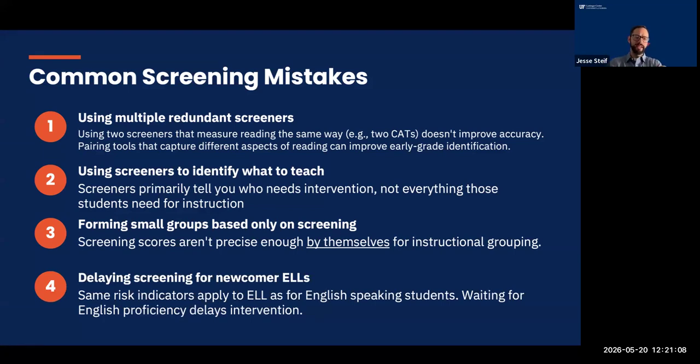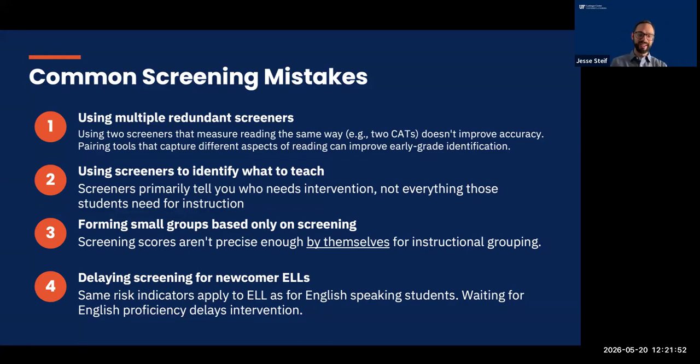And the other one is specific to English language learners. Sometimes we see students in districts where we may delay or we don't screen students, depending on their English language learner status. But research would indicate that that is not a practice that we want to engage in. We want to screen every student. The term is universal screening. Every student gets screened.